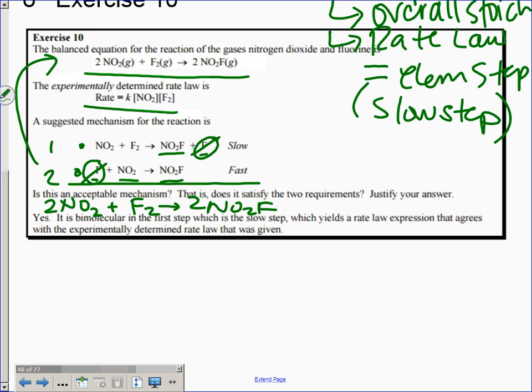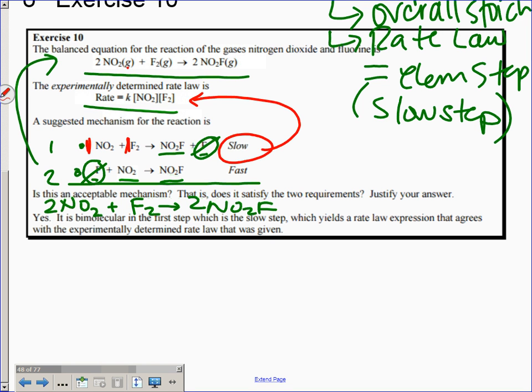What's the next one? The experimentally determined rate law must match the... Who controls the reaction? The rate of the reaction. The slow step. Okay, so does the slow step's molecularity, which is 1 NO2 and 1 fluorine gas, does the slow step molecularity match the rate law? Yes, the coefficients are the orders.